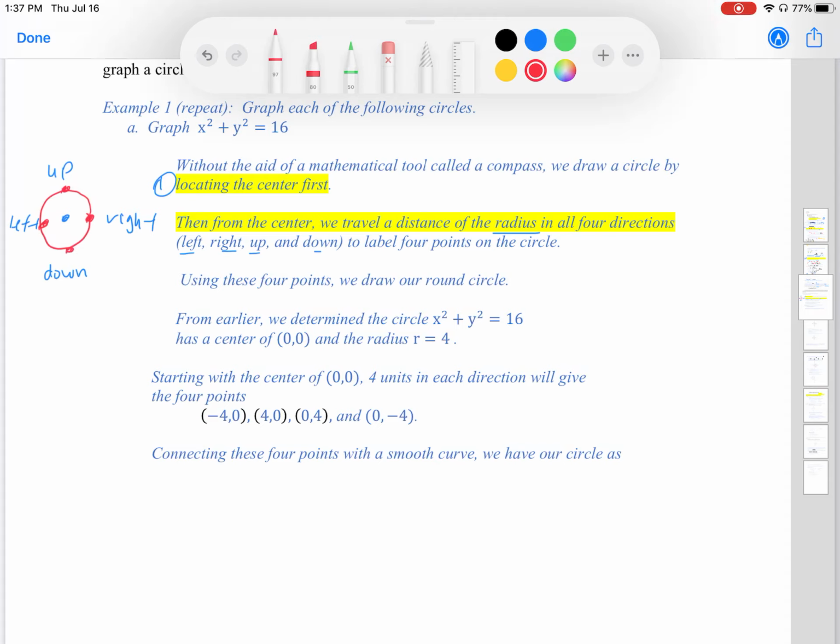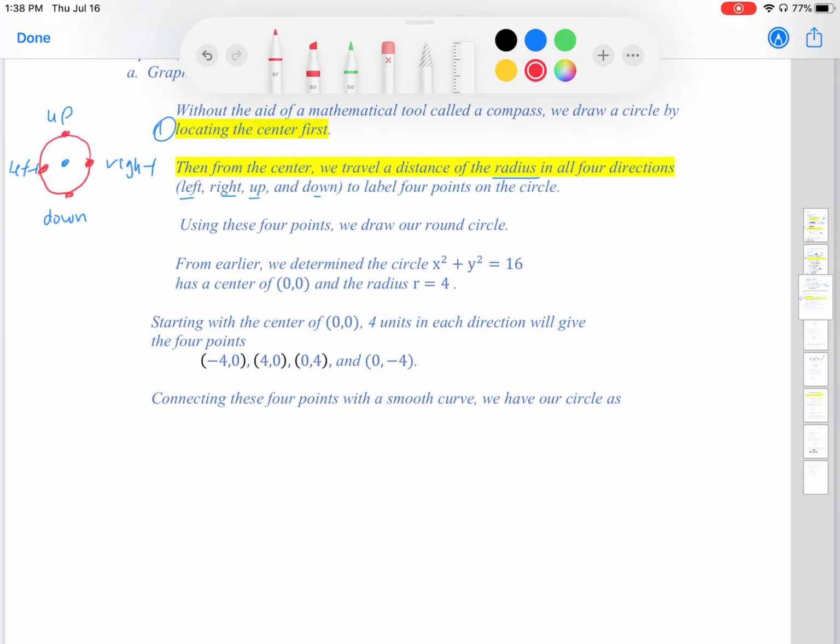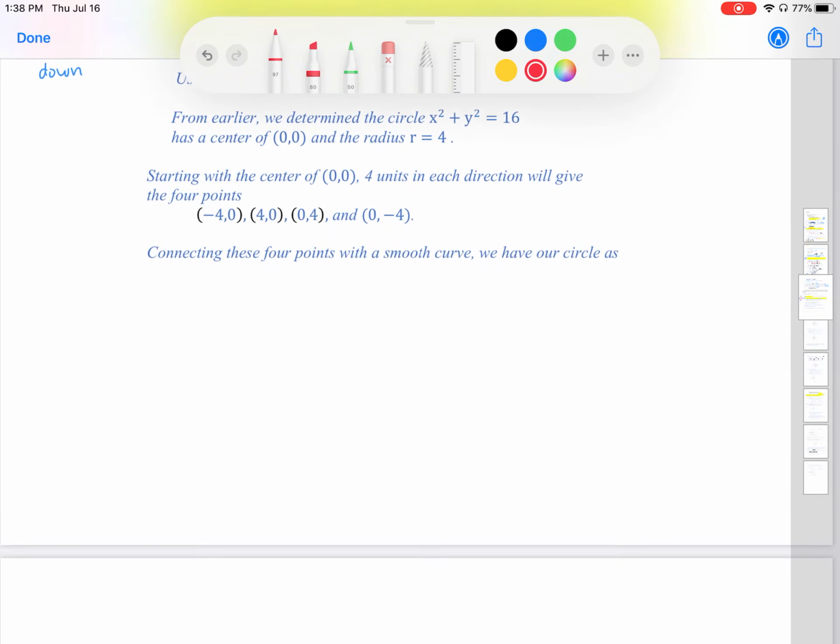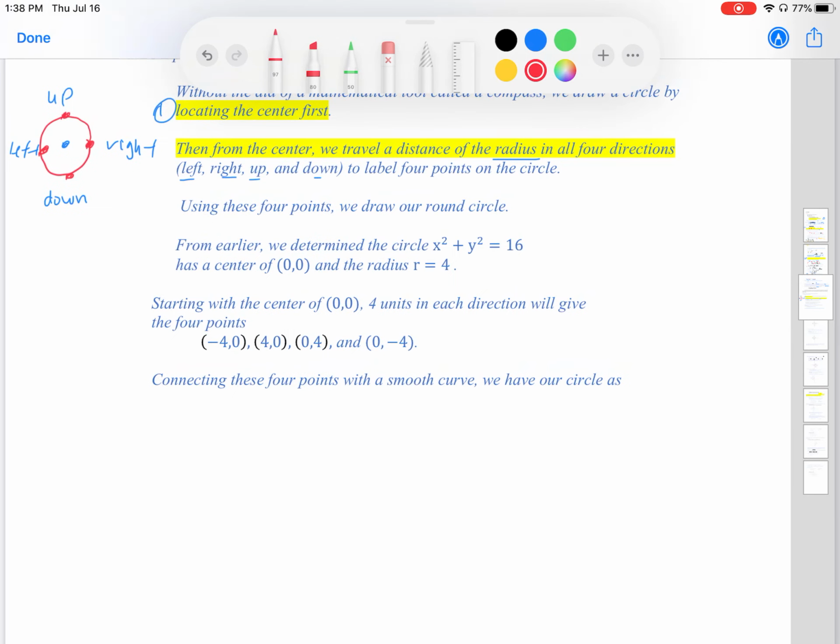And that's your game plan. Using these 4 points, we draw a round circle. From earlier, we determined that the circle x squared plus y squared equals 16 has a center at 0, 0 and a radius of 4. Starting with the center at 0, 0, 4 units in each direction will give you the 4 points. So our radius up, our radius to the right, our radius down, our radius to the left. In this case, my radius was 4.